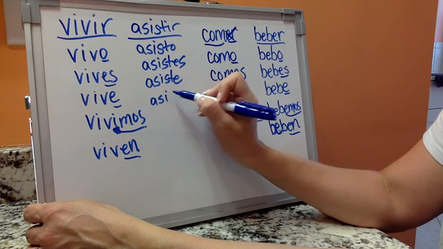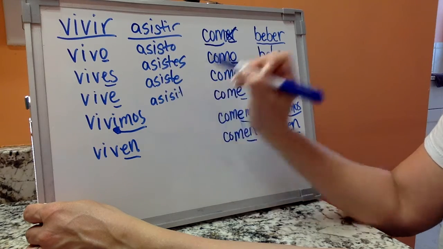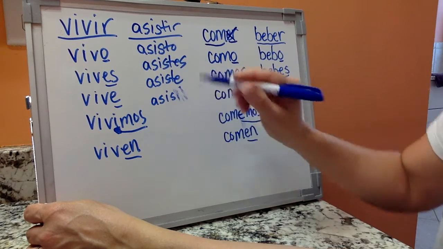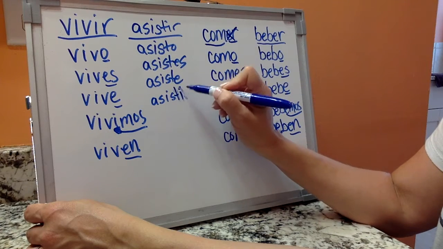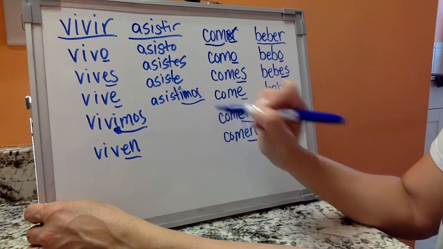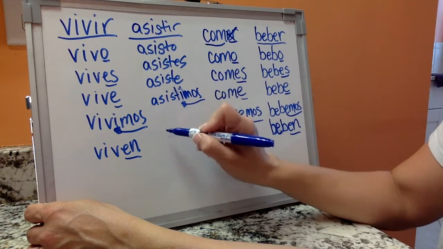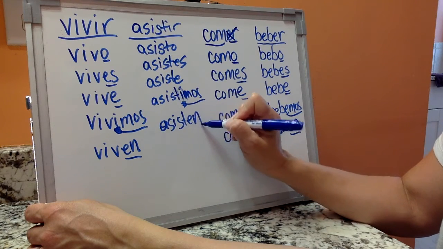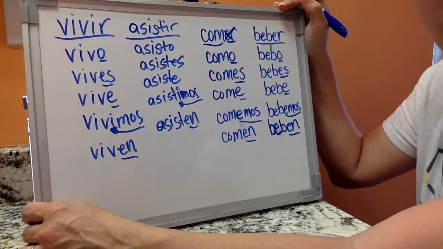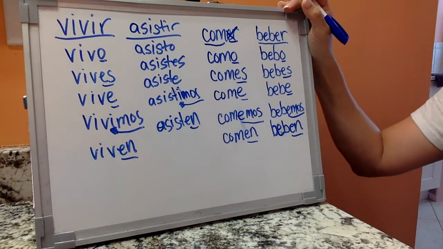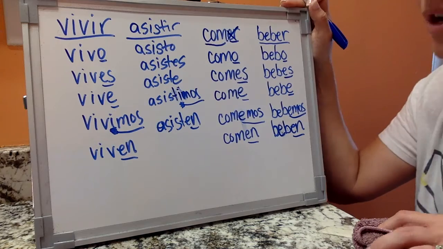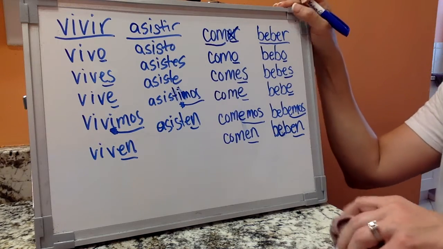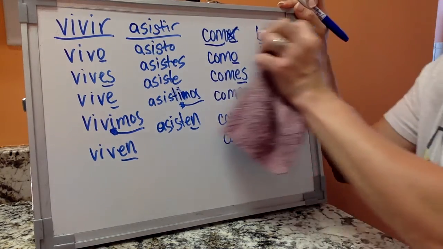Nosotros asistimos a Pulaski Tech. Remember, it has that I there. And then ellos, ustedes asisten a Pulaski Tech. Okay? So, I know that's a lot of verb conjugations for you, but I just wanted to go over that just in case some of you were having some problems.